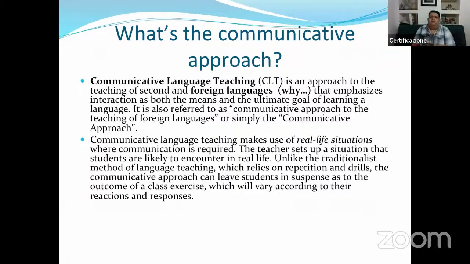Very good. So check it out. Uses real life situations for conversations. And we can give you a very simple example. Kindergartens or first graders. Hello, how are you? And the answer is? Fine, thank you, and you? That's not real, is it? Nobody talks like that. So the communicative approach says that you need to use real life situations.